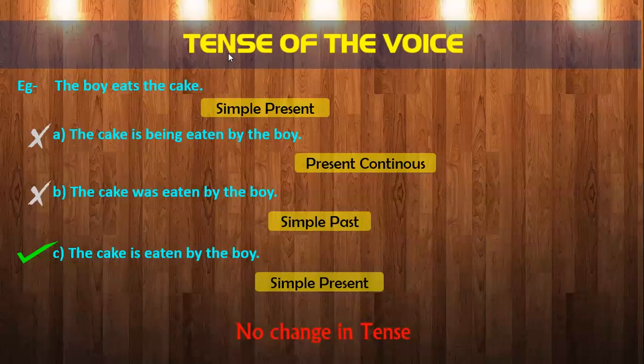The next thing that we have learned here is that the tense in the active and passive voice never changes. If the active voice is in simple present, even the passive voice will have to be in the simple present. Hence, we call it no change in tense. That is, if I say the boy eats the cake, I will have to change it to the cake is eaten by the boy, because is marks the present tense. Hence we say that there is no change in tense.